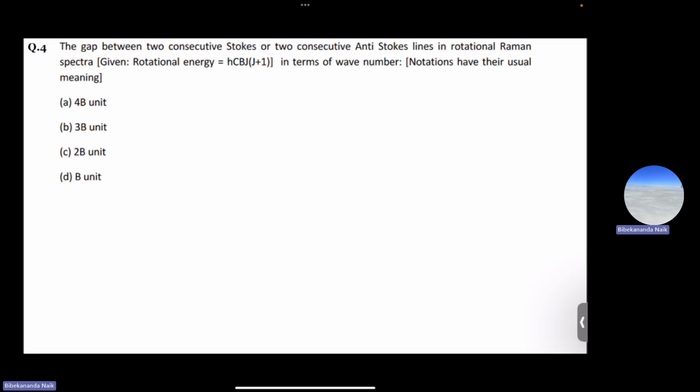And the question says the gap between two consecutive Stokes or two consecutive anti-Stokes lines. So I'll give you a few minutes to discuss, and then we will discuss what will be the correct option. That is, what will be the gap between two consecutive Stokes lines or two consecutive anti-Stokes lines in Raman spectra.